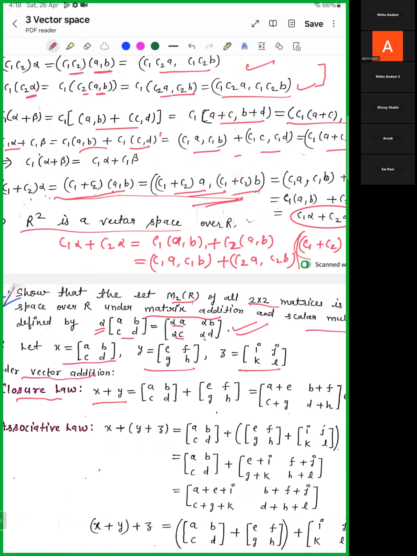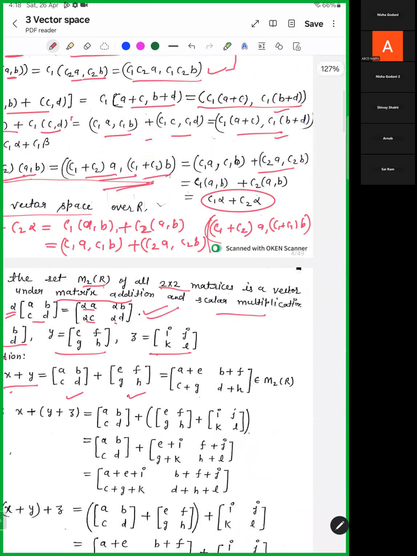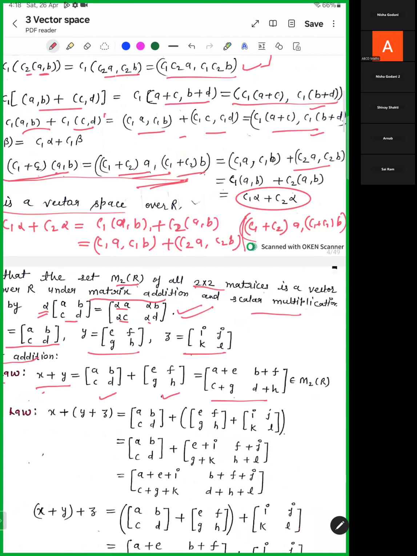So X means a vector, this matrix. Y means another vector. Vector means matrix. So these are two cross two matrices. If you add these two, then again you have a matrix of 2 cross 2. So this belongs to M2R. M2R means matrices of order 2 cross 2, and R means the scalars, these elements are from R, real numbers.